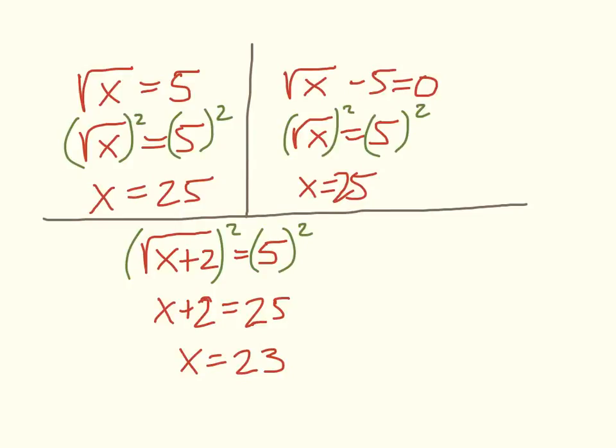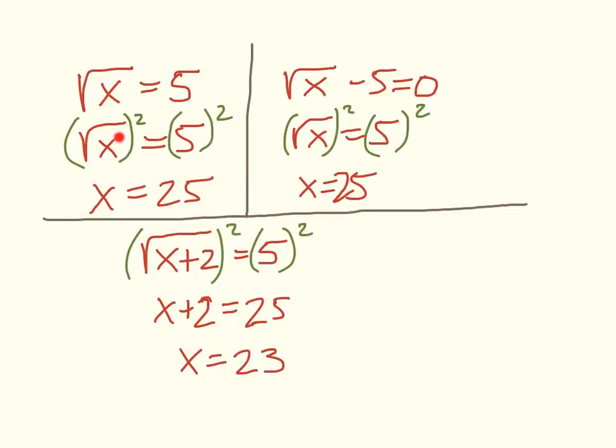Alrighty, today we're going to solve radical equations and rational equations. Radical equations are very, very simple. For instance, if I have the square root of x equals 5, the technique and what we're going to do is we're going to get the radical by itself on one side and then square both sides.